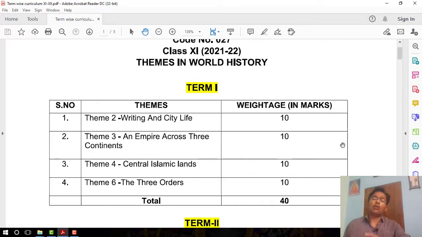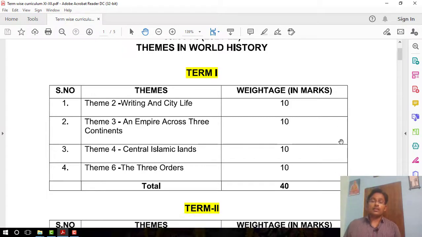Clear? Okay. Now what will be the question pattern? What will be the scores? How will you prepare for this? I will discuss these things with you in my live classes.